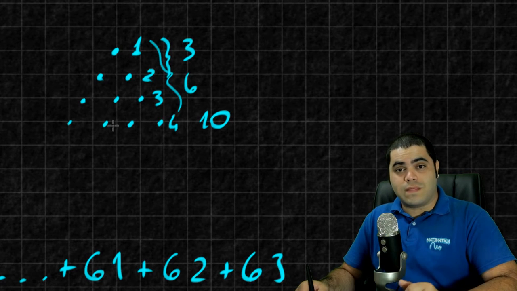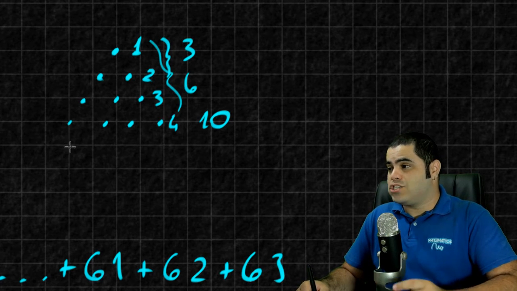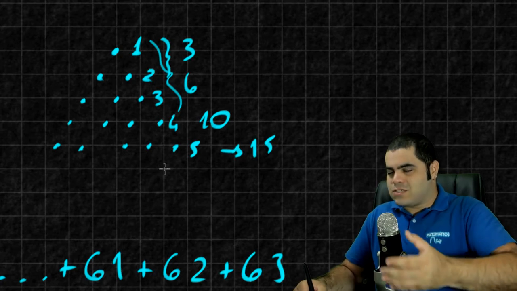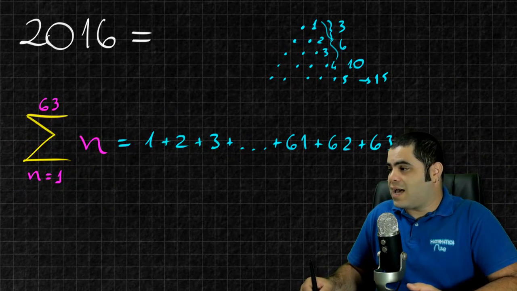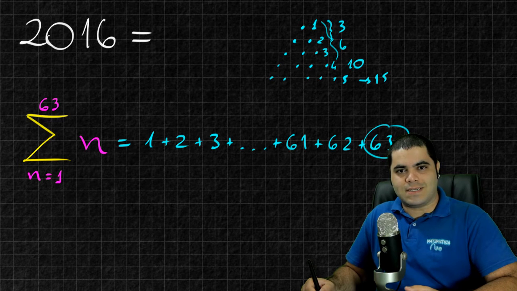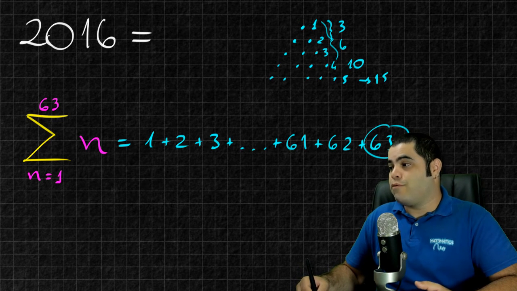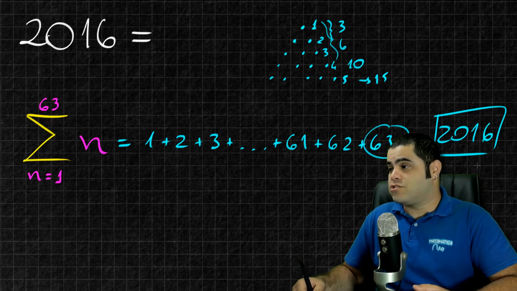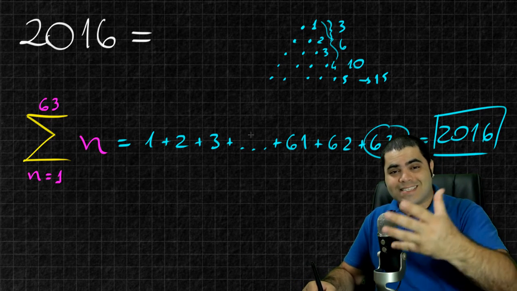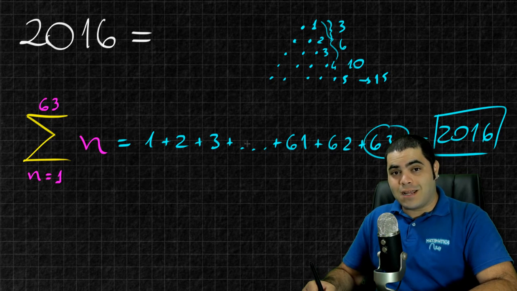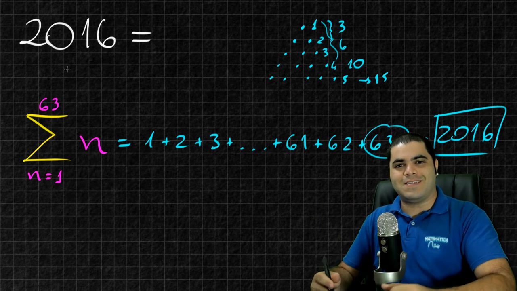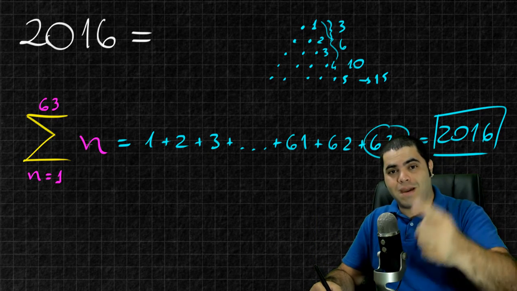And if I keep on doing this, I will add 1 point in each new line. So I will have 5 dots right over here, and I will get the number 15, and so on, until I reach the line 63, right? And then if I add up these numbers, I will get 2016. Very interesting, it is a triangular number. The next triangular number is gonna be 2080. So let's enjoy this year. It's very interesting, it's a very mathematical number.